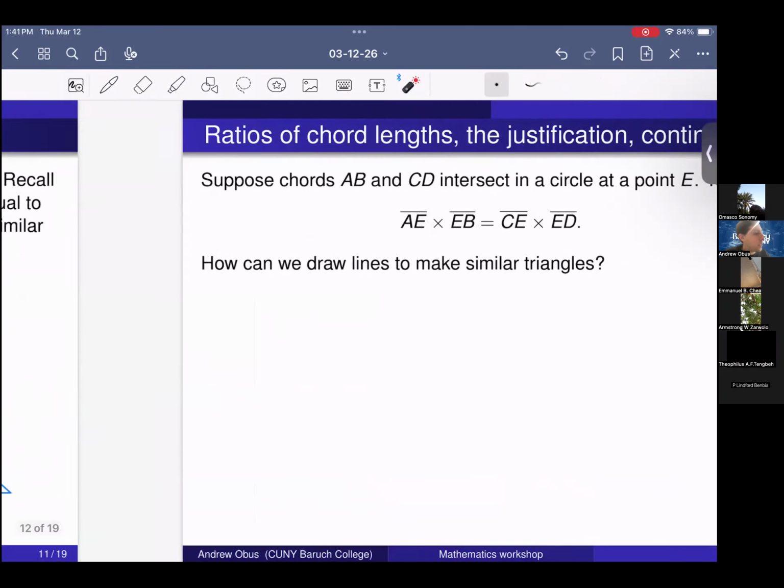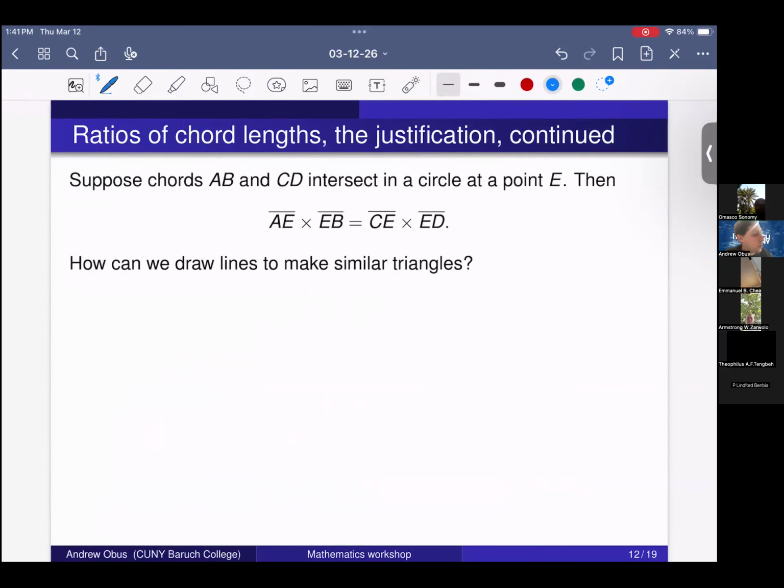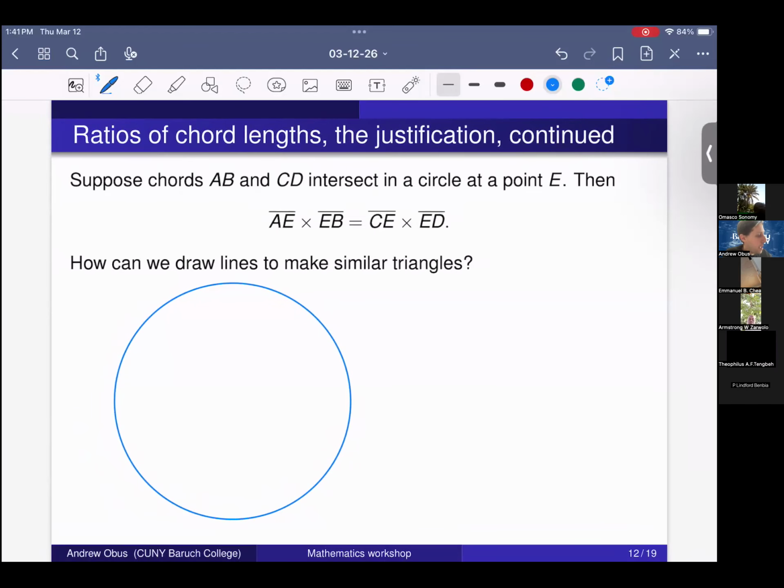So what are we going to have here? Let me draw the same diagram with the circle. We have our circle, we have AB like this, and then we have CD, and they meet at E. The question is, how can we draw lines to make similar triangles? There are a couple of choices, but it turns out we can draw the line CA, and let me also draw a line BD.